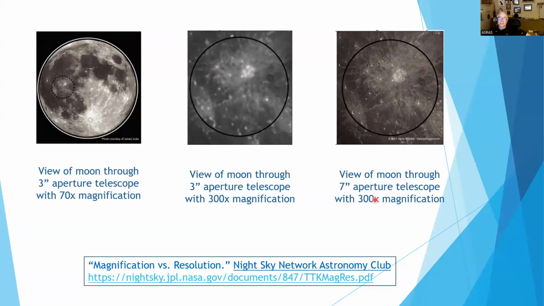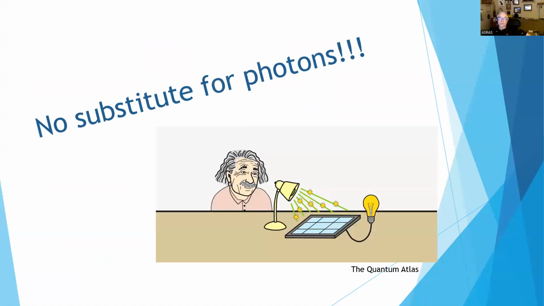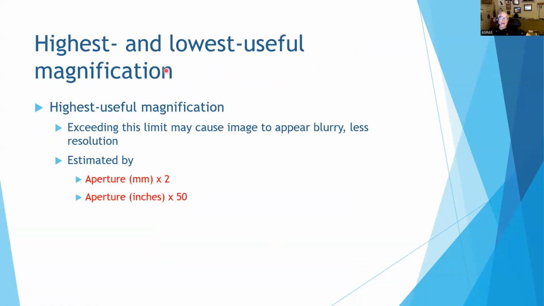So it shows you that no matter how much you manipulate light with lenses and mirrors, there's really no substitute for photons, which is why aperture is so important. You can magnify, you can do everything to make the image larger, but without the photons, eventually there's a price to pay. And the price to pay is called highest and lowest useful magnification. So if you exceed the highest useful magnification of your telescope system, including the eyepiece, the image may appear blurry with less resolution, sort of like that middle image I just showed you was.